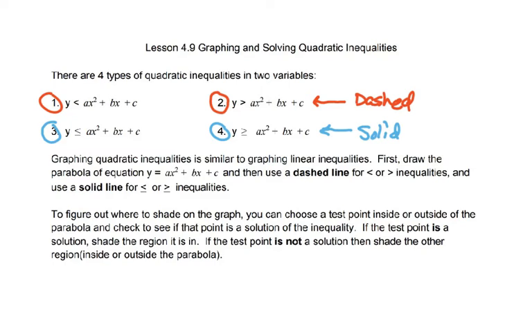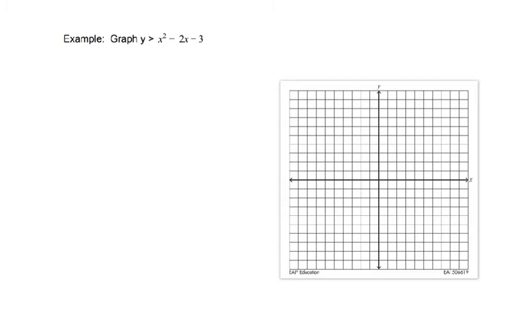So that's a good start. We will be using the test point method to determine whether we shade inside the parabola or outside of the parabola. And I think the easiest way to do this is to go on ahead and get started. So this problem says y is greater than x squared minus 2x minus 3. And for the purposes of this problem, we're going to assume that you are getting your points from a table of values from your calculator. So I'm going to plug in x squared minus 2x minus 3 into my calculator.